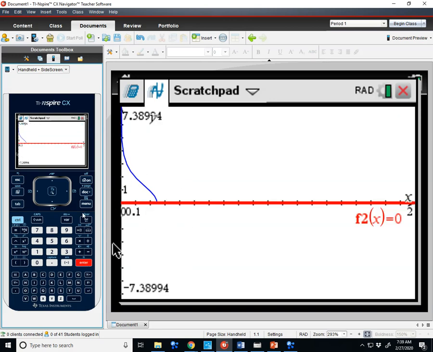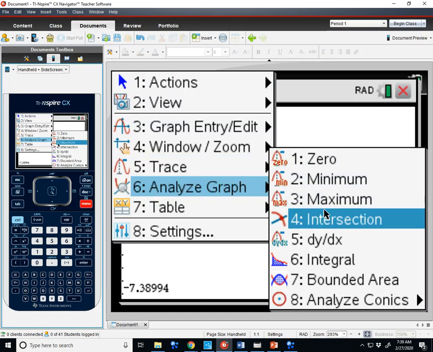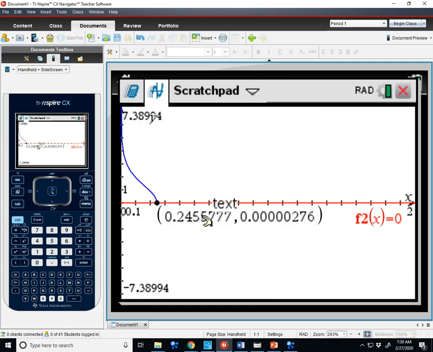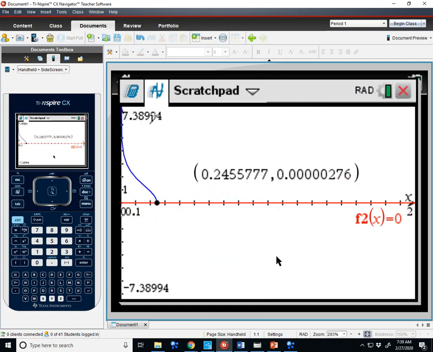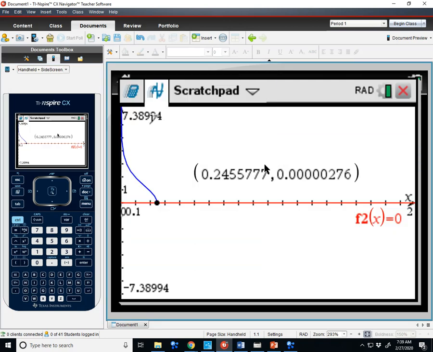What do I push? Menu. Analyze Graph. Intersection. I'm going to go to the left, go to the right. Oh, I got a number. Now, what I actually just calculated there was a zero, wasn't it? So there's a second way to do that. We could have also done Menu, Analyze Graph, Zero, and just grab that graph, go from left to right. See how I get the same thing?